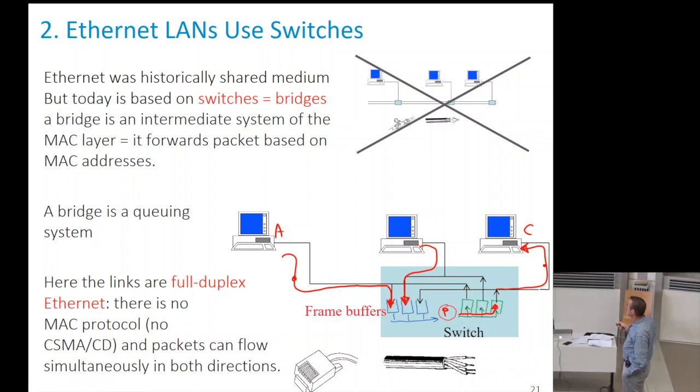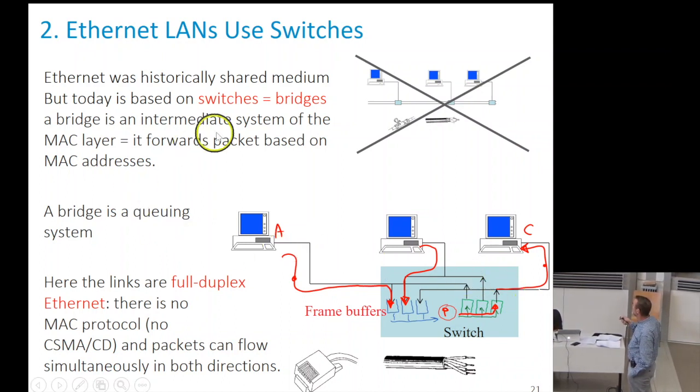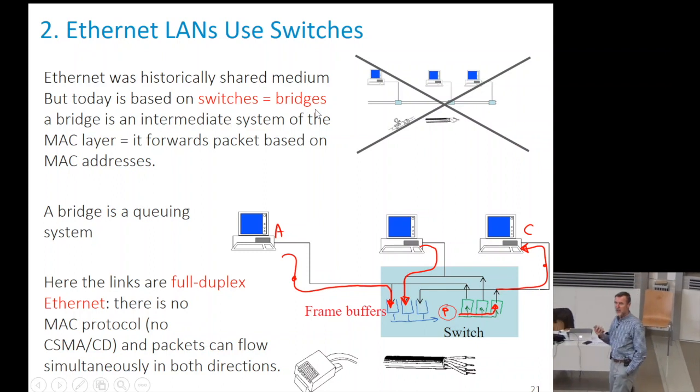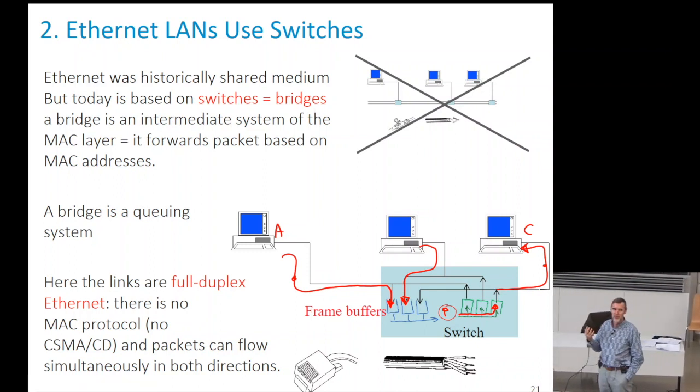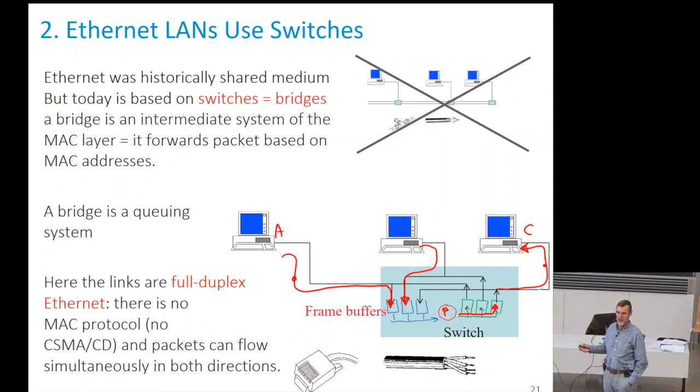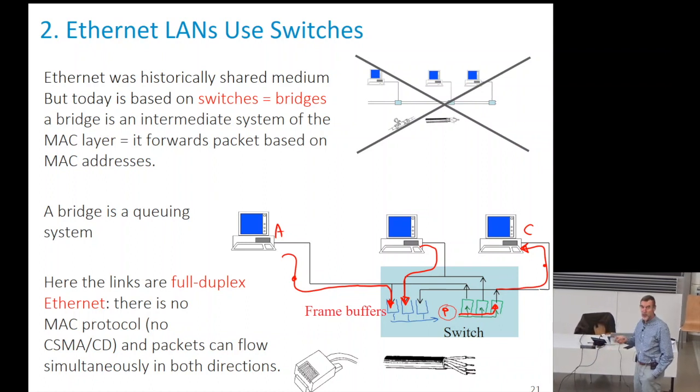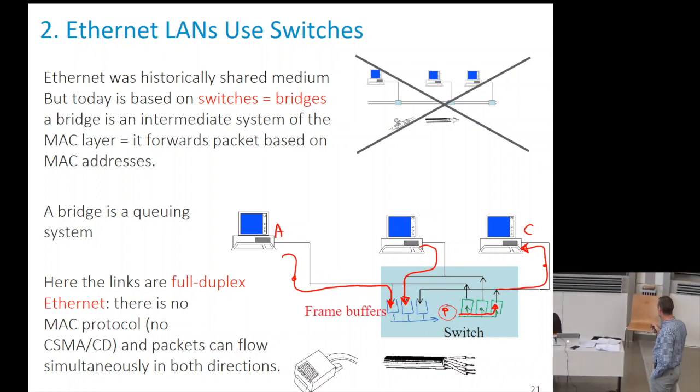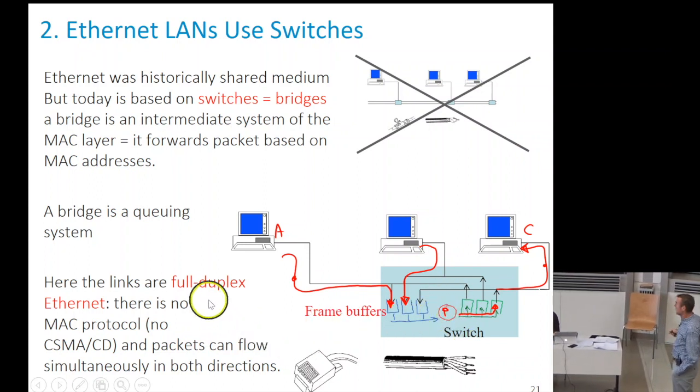A bridge is an intermediate system of the MAC layer. Bridge is the old word, and bridge at the origin meant it's a software system. So the first bridges I've seen were headless PCs with many, many Ethernet cards and a program inside that was doing literally what I'm showing here. Whenever packets come on one interface, the program analyzes the MAC destination address, goes into a table, and depending on the address, sends it on one or the other port.